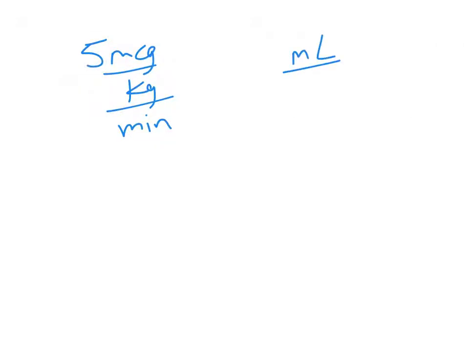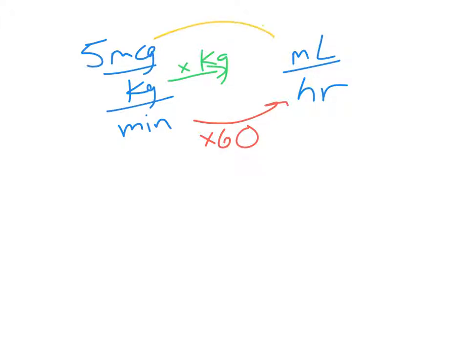So going back to that example that you have there, when I've been ordered 5 micrograms per kilogram per minute, those are the 3 steps we're going to have to incorporate here to get it into milliliters per hour. So I'm going to have to, like I said, incorporate the patient's weight by multiplying by that weight. I'm going to have to convert from minutes into hours because there's 60 minutes in every hour.